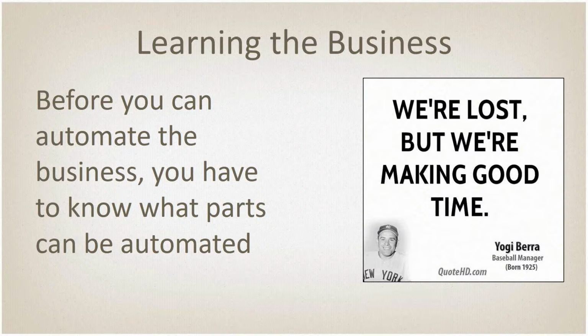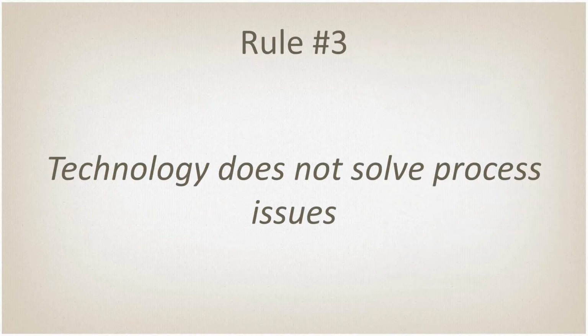So before you can automate anything or customize anything, you have to know where and what you can do. Part of that is understanding the business. You have to know how the business works before you can apply anything technology related to it. Which brings me to rule number 3: technology does not solve process issues. If you automate a bad process, what you have is a really fast bad process. So applying technology to things does not solve the issue. You have to solve the issue before that technology application takes place.